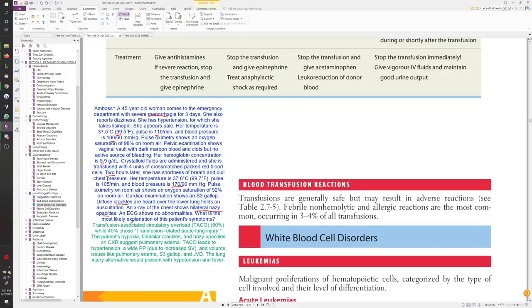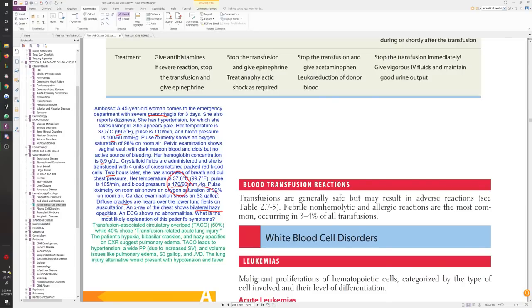50% of people chose transfusion-associated circulatory overload, which is actually often just referred to as TACO, while 40% of people chose transfusion-related acute lung injury. The patient's hypoxia, bibasilar crackles, and hazy opacities on chest X-ray suggest pulmonary edema. TACO leads to hypertension, a wide pulse pressure, and volume issues like pulmonary edema, S3 gallop, and JVD. The lung injury alternative would present with hypotension and fever, the wrong answer choice, right? This patient's really high blood pressure was extremely weird because that has nothing to do with transfusion-associated lung injury.